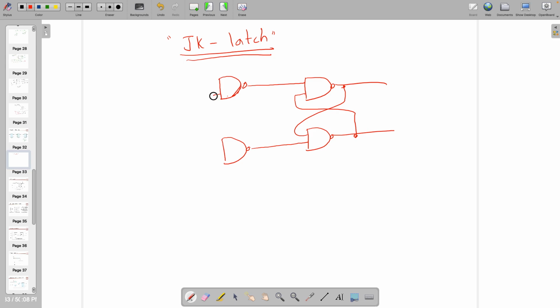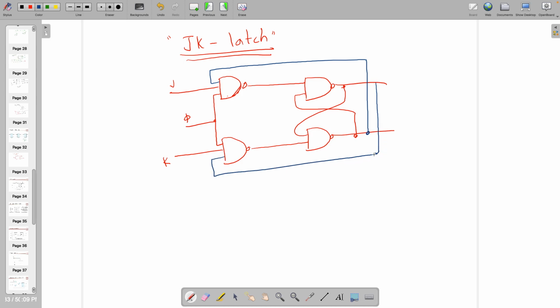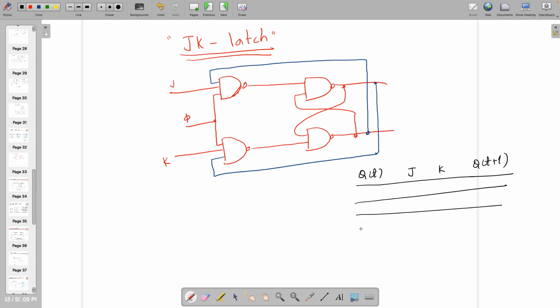The only difference over here is it's similar to what we studied. There are actually two more feedbacks, which make this a bit tricky, right? So here let's start with different inputs and how it works. Let's see that, right? So there are three inputs, as we know, Q(t), J and K, and the output is Q(t+1). So there are 8 possibilities.